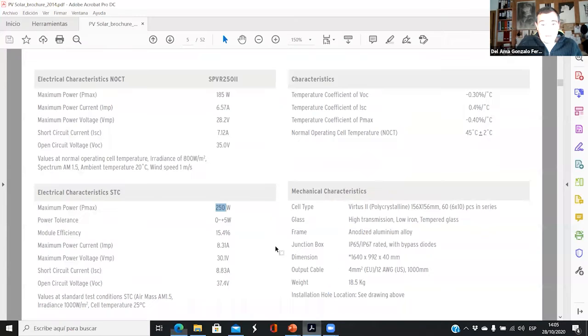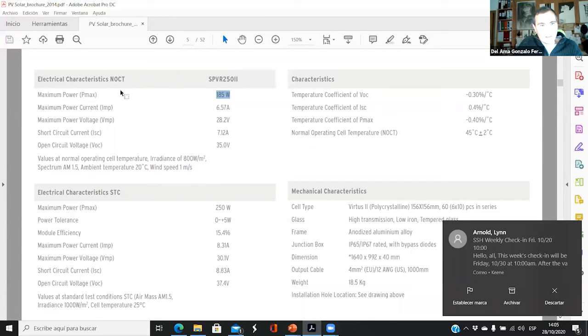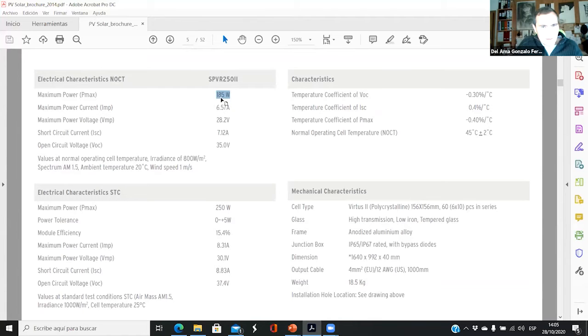Anyway, you will find that people are using these STC conditions to run these calculations. Well, if we only have this information, we can go ahead with this. But since in this outstanding Chinese company catalog we have both the best conditions and the NOCT, the normal operating cell temperature, let's use this. So each panel is 180 watts, 185.